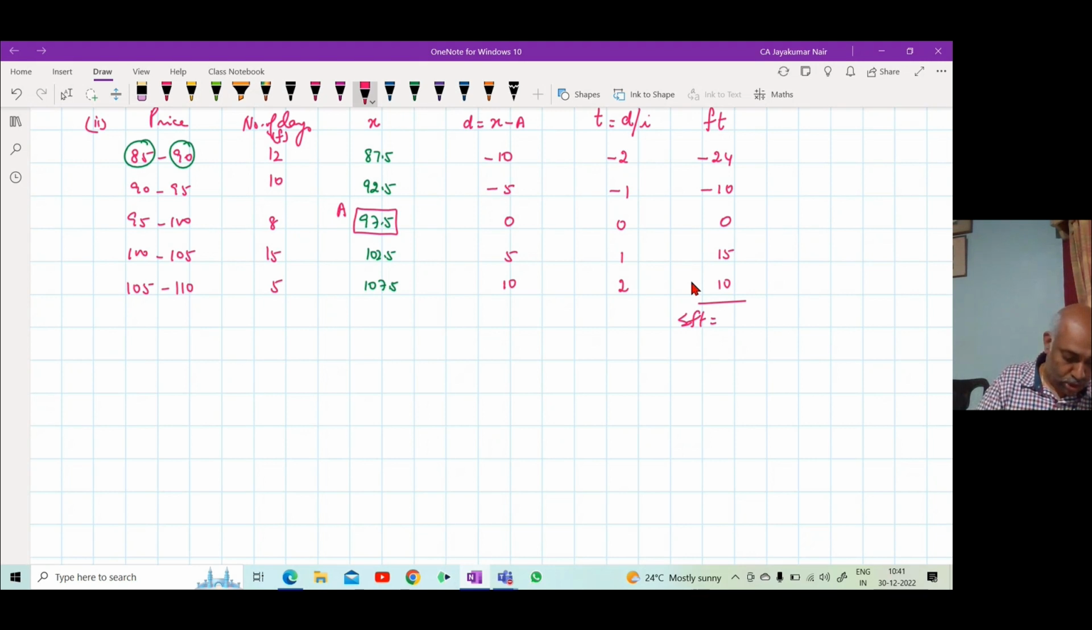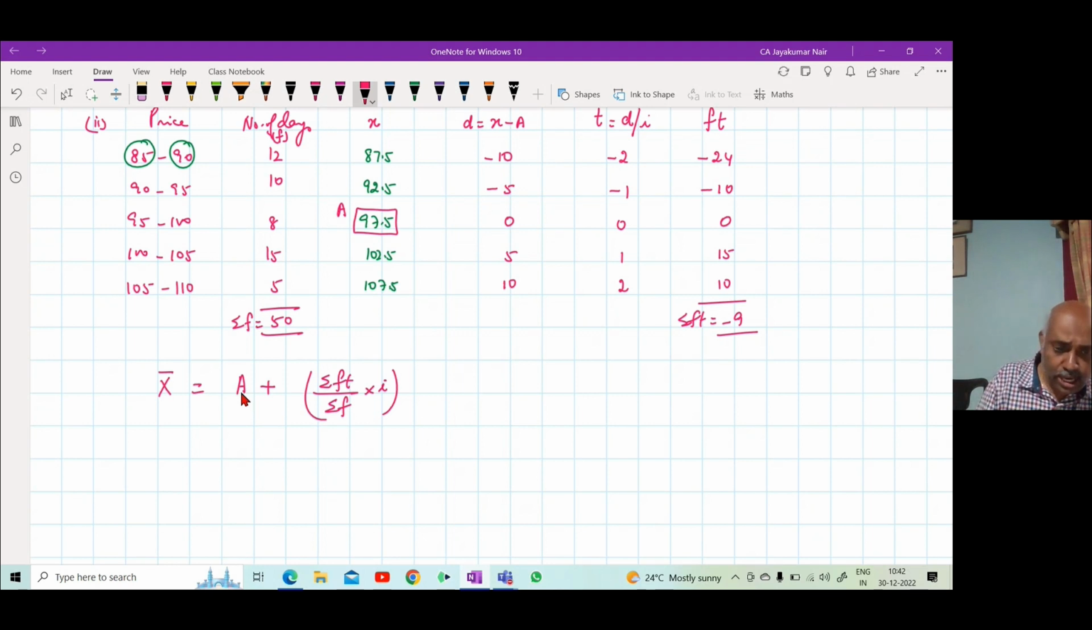So we find out what is sigma ft. Sigma ft, what is the total? It is 25 minus 24 minus 10 is minus 9. And what is this total? This total will be 12 plus 10 plus 8 plus 15 plus 5, 50. So this is sigma f and this is sigma ft. So under step deviation method, what's the formula to find mean? Mean is equal to A plus sigma ft over sigma f into I.